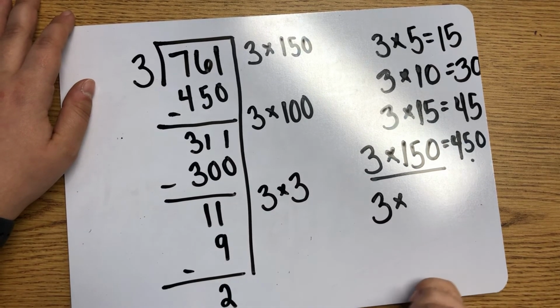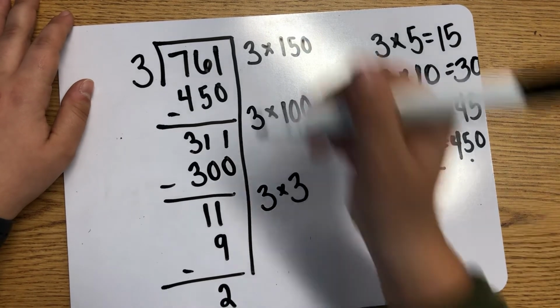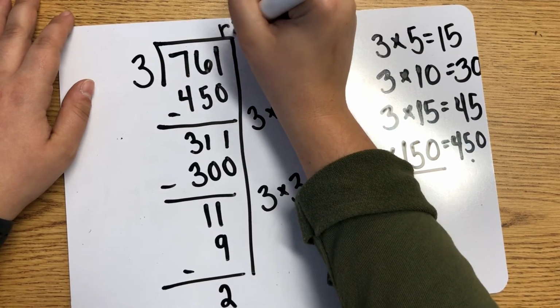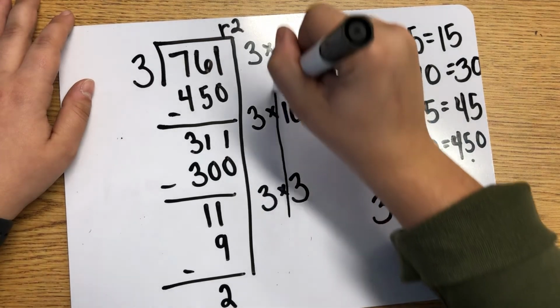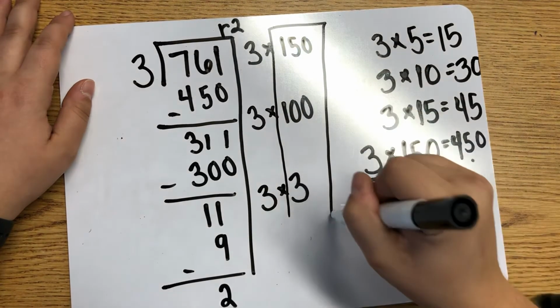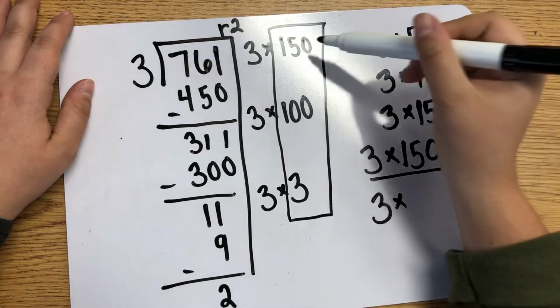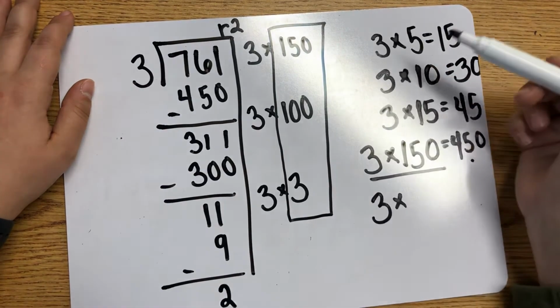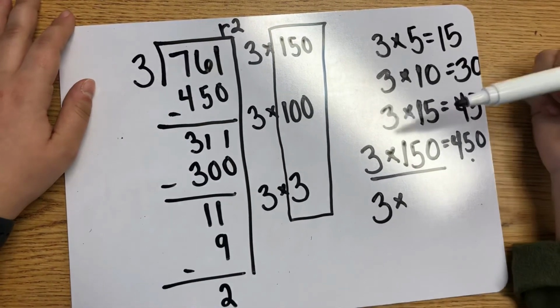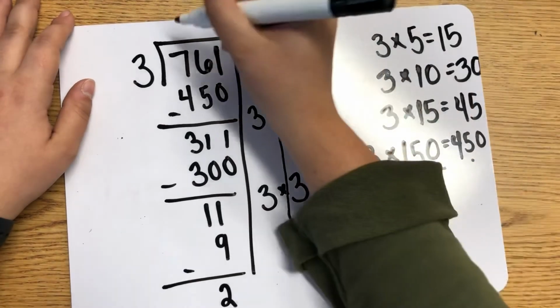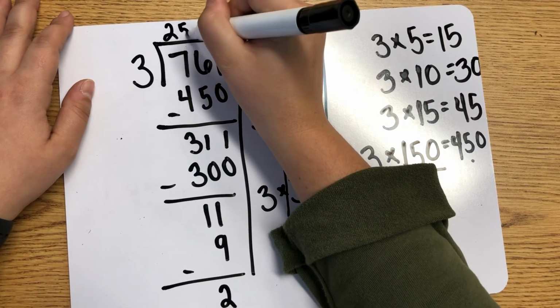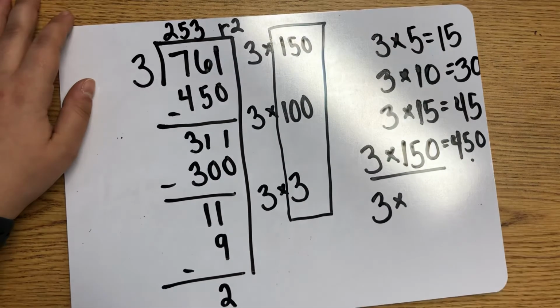I can't make any more groups of 3 because I have 2 left, so my remainder is going to be 2. And my quotient is going to be these factors: 150 plus 100 plus 3. 150 plus 100 is 250, and then 250 plus 3 is 253. All right.